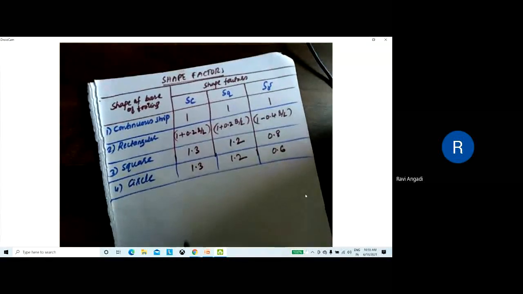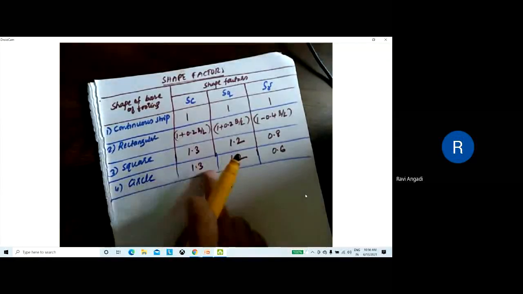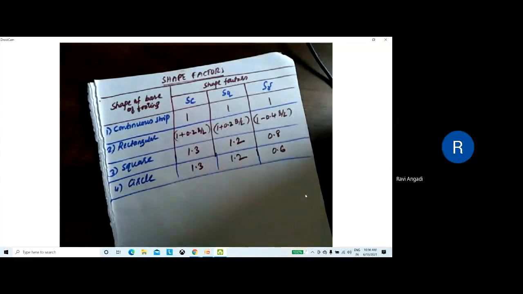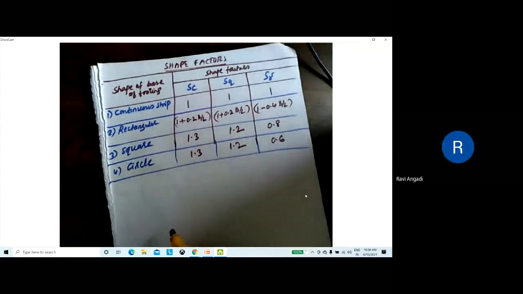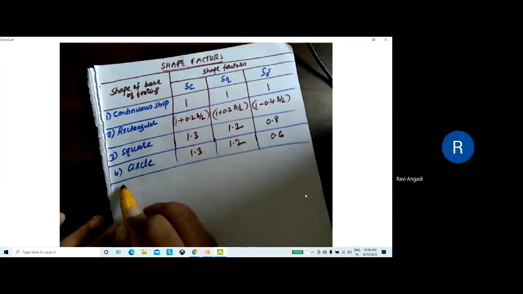See, these won't be given in an exam. You have to remember the values for different shapes of footing. Is it clear? Yes, sir. So here you note it down.